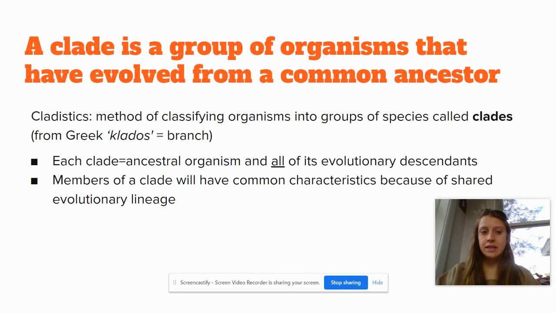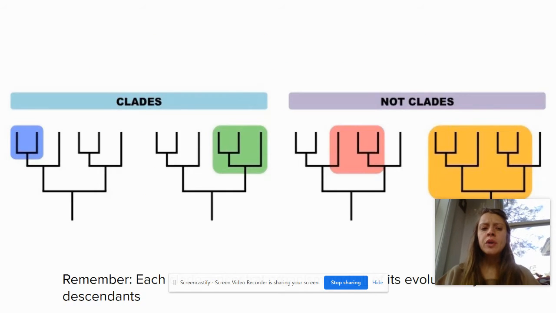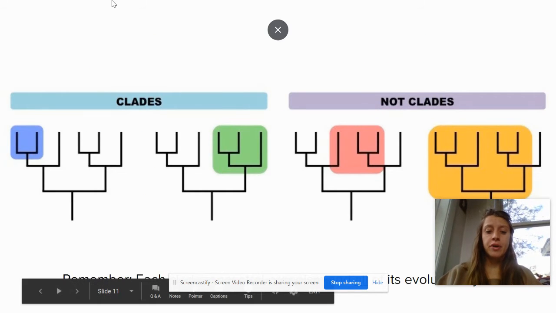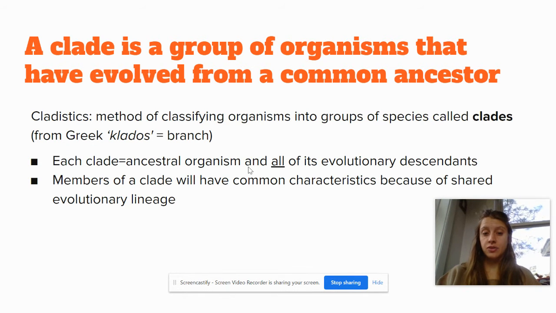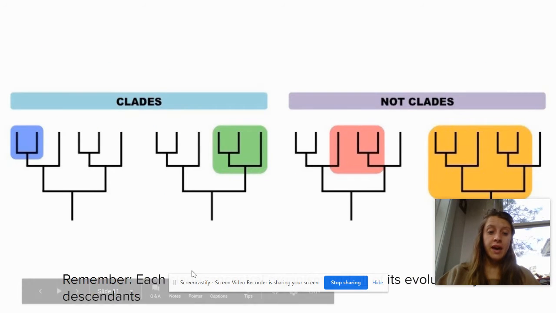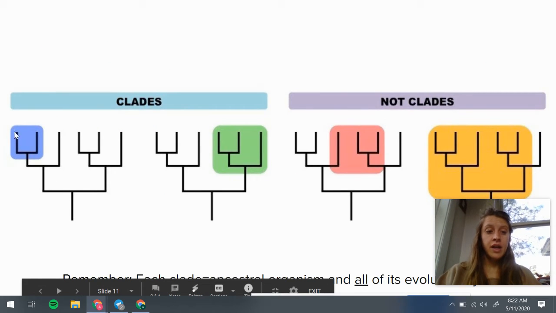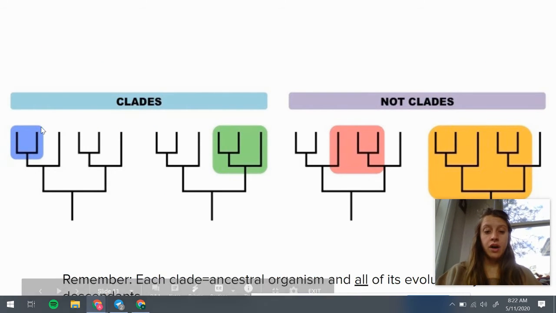And cladistics is this method of classifying these organisms into clades, from the Greek word klados, meaning branch. When we're looking at clades, you have to remember that each clade is the ancestral organism and all of its evolutionary descendants. So we have this clade here because it shows our ancestral organism at the bottom, this little node, which we'll talk about, and all of its evolutionary descendants.